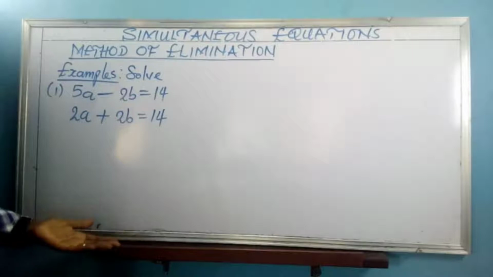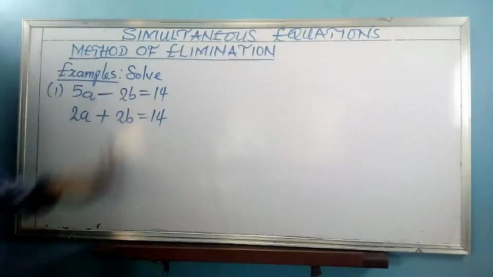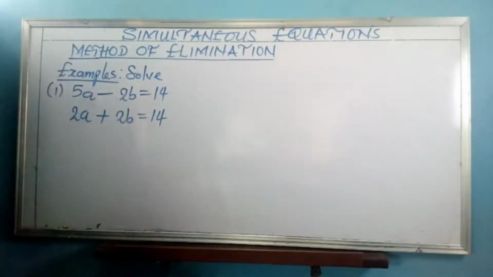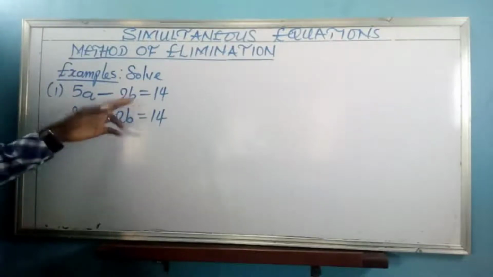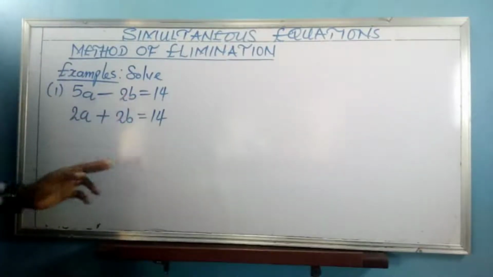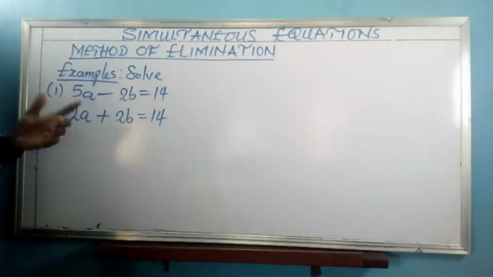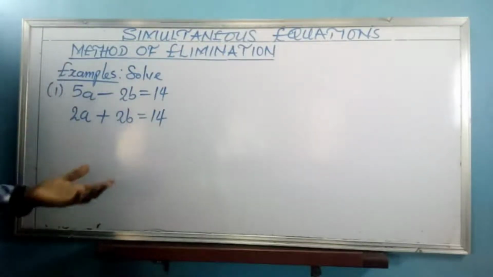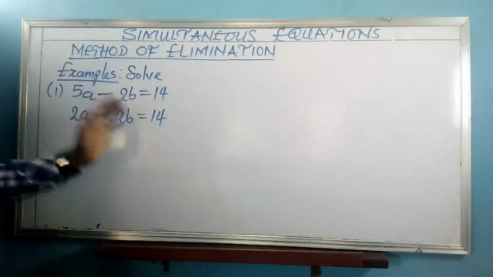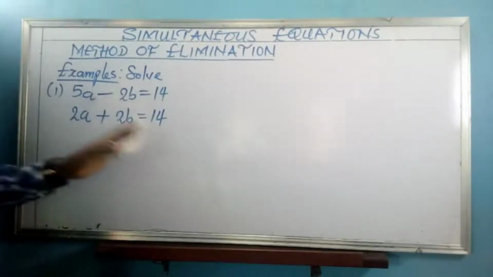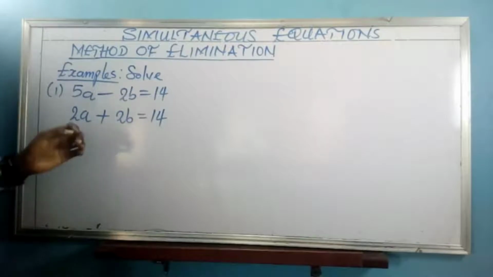If you want to eliminate B, eliminating, you know what I mean? Eliminate in the English language: extirpate, that is cut it out, take it off, remove it. So if you want to eliminate B, the coefficient of B must be the same. Mind you, it's not every time the coefficient will be the same right from the question. You have to make the coefficient to be the same. Do we get that point?